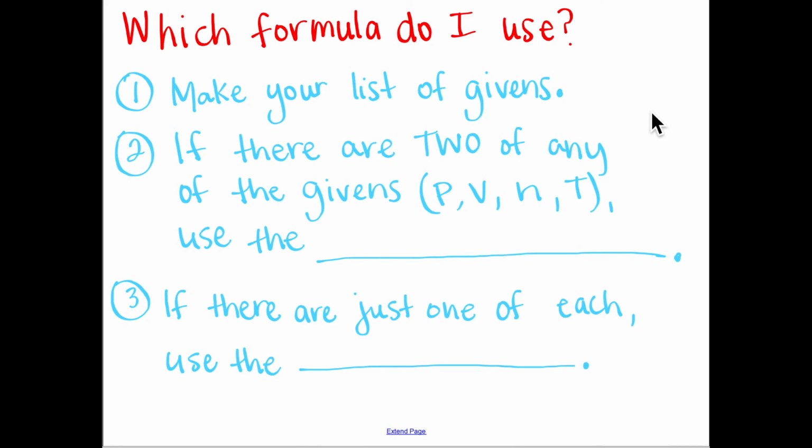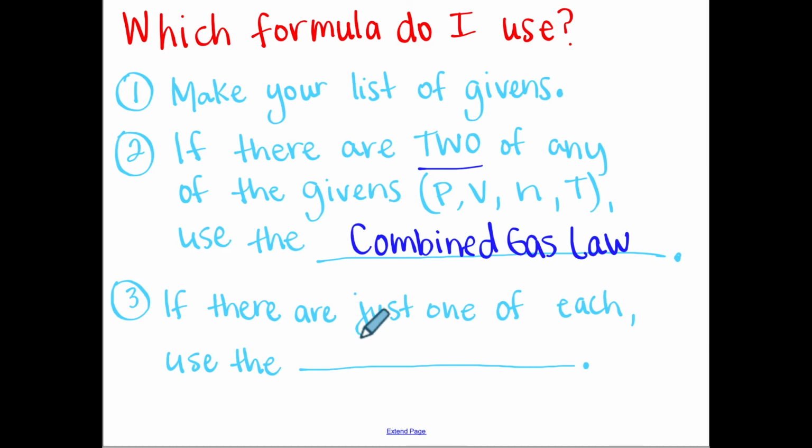When you're trying to decide which formula to use, the first thing you're going to do is make a list of your givens. Then, if there are 2 of any of the givens, pressure, volume, moles, or temperature, you are going to use the combined gas law. If there are just 1 of each, then you will use the ideal gas law.